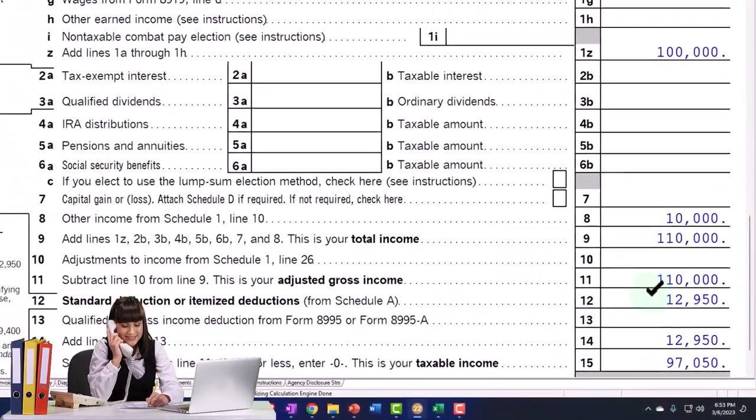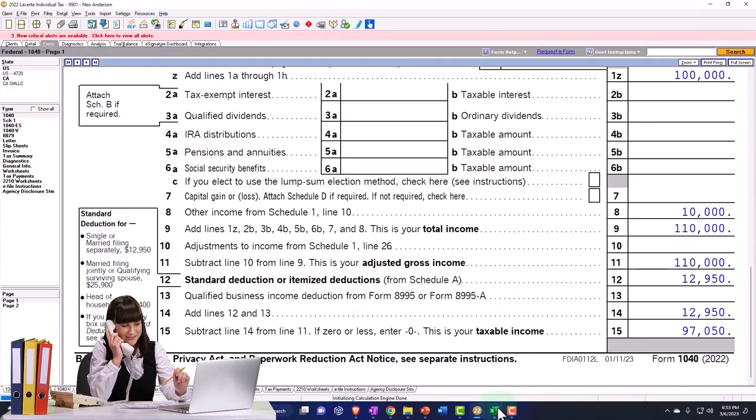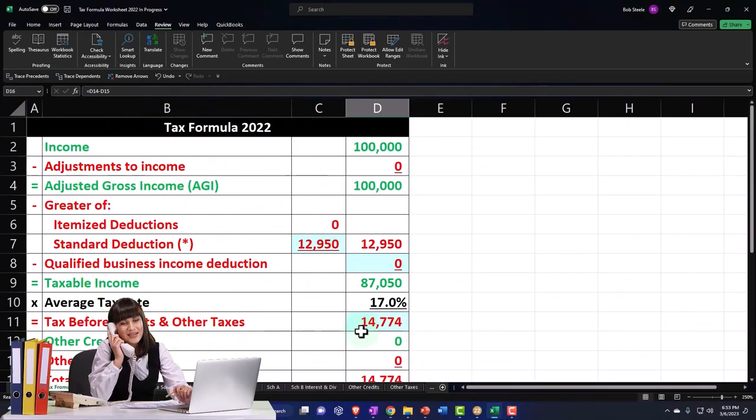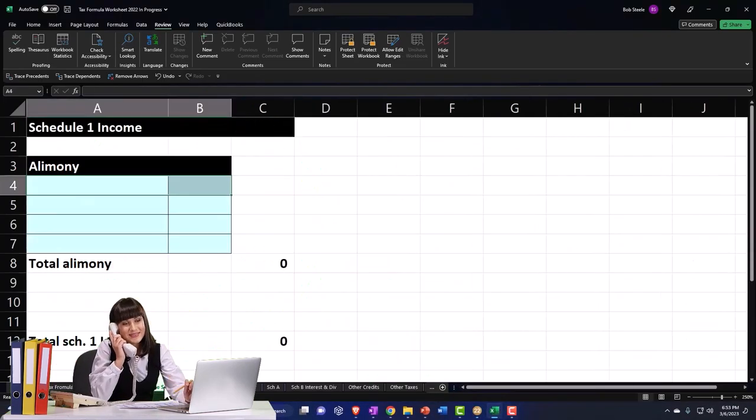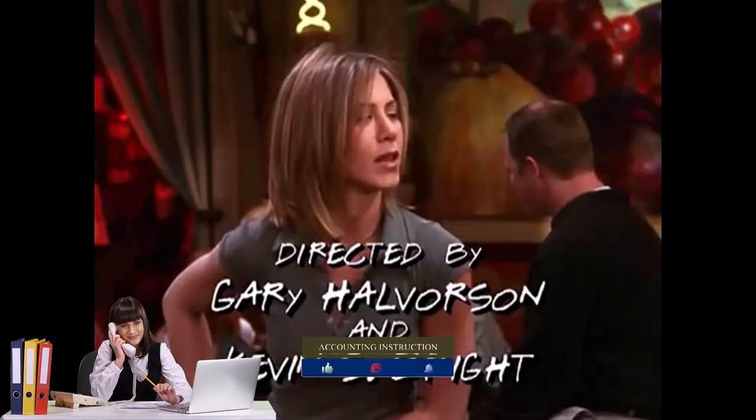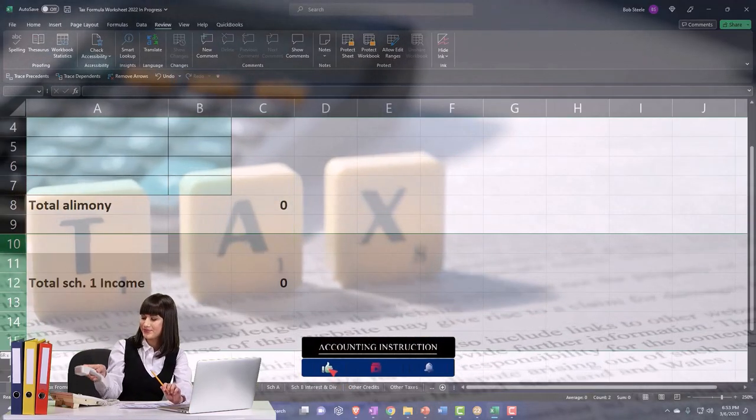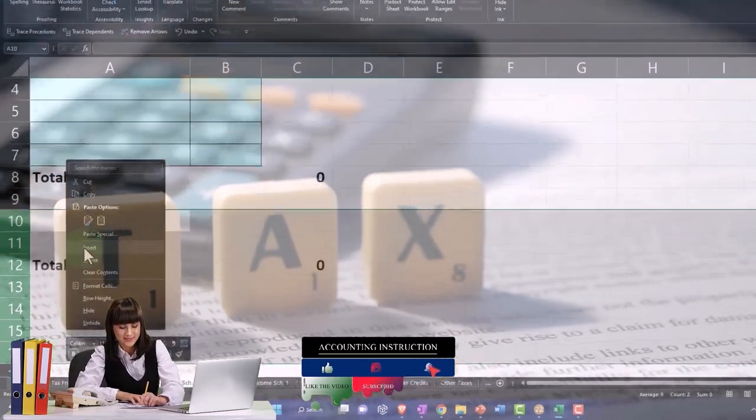And then we've got the standard deduction and so on. If you want to put that into our form over here, we can say that's going to be a Schedule 1 income item. I've got alimony here, so I'm going to add some lines and say, I'm just going to say unemployment.